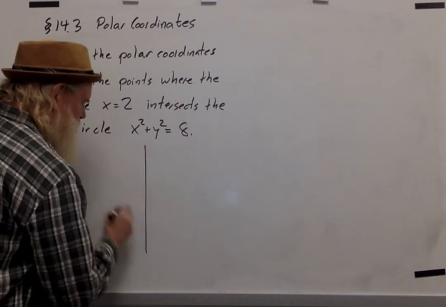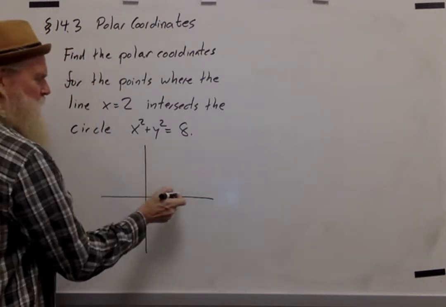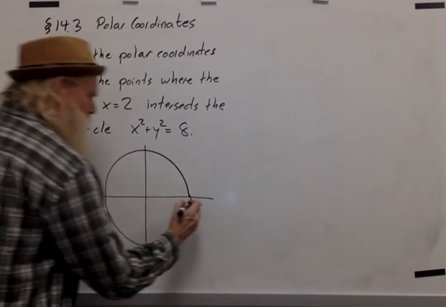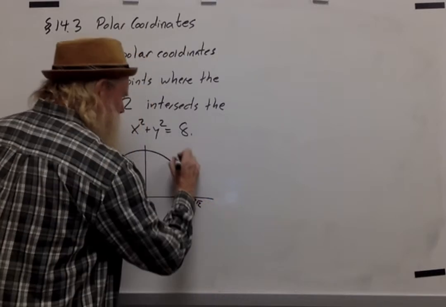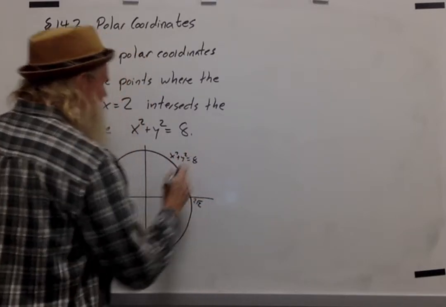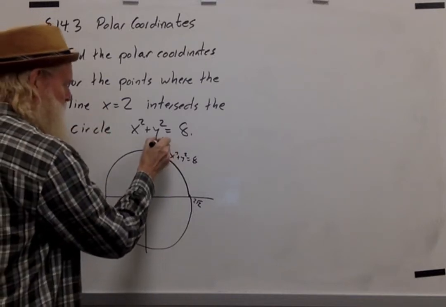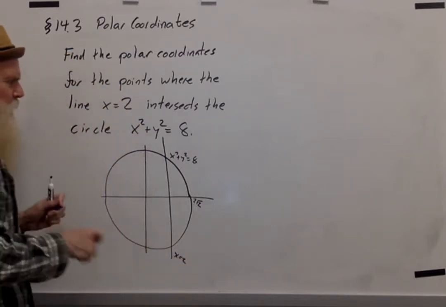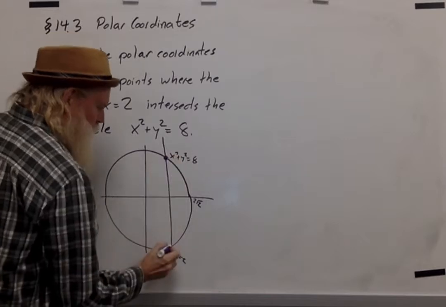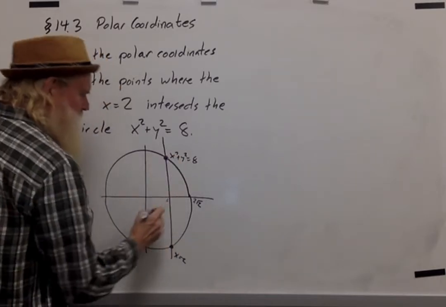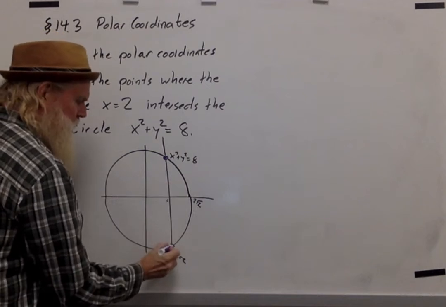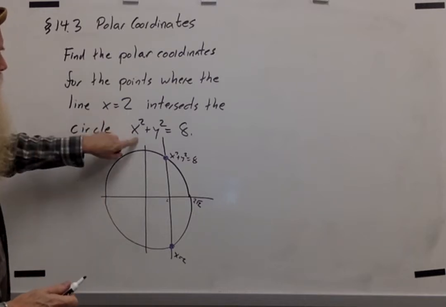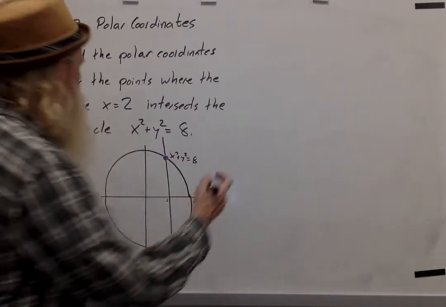First, a sketch. X squared plus y squared equals 8 is a circle with radius square root of 8. So a circle with radius 2 square root of 2. And x equals 2 is a vertical line. So we can see from our picture that we're going to have 2 points of intersection. One point in the first quadrant and one point in the fourth quadrant. So let's begin by changing each of our two equations into polar coordinates.